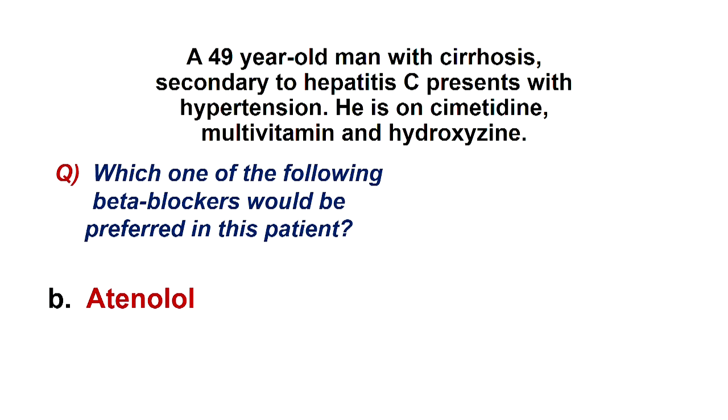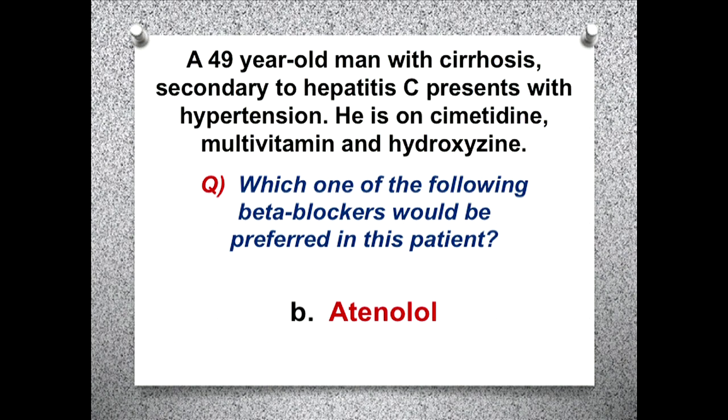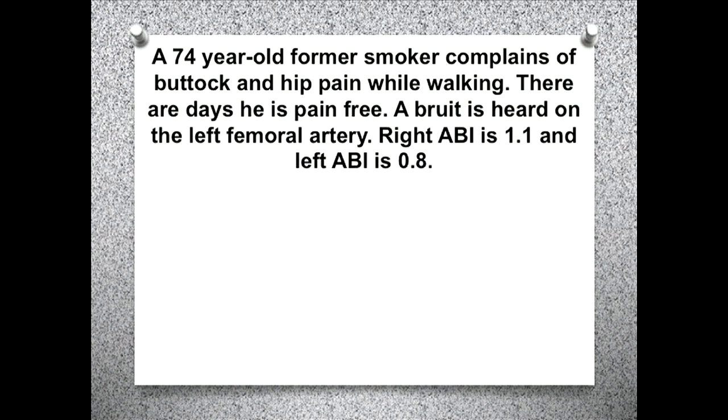So the answer actually is atenolol. The key here is to note that the patient has cirrhosis and hepatitis C. All those other medicines, labetalol, propranolol, and metoprolol, are metabolized via the liver. Atenolol is renally excreted, so it is safer to use in a patient who has liver dysfunction or hepatic dysfunction. Okay.